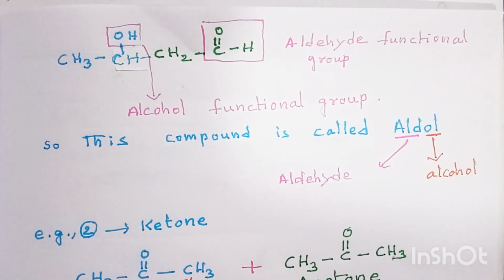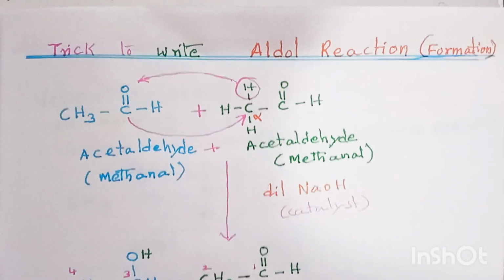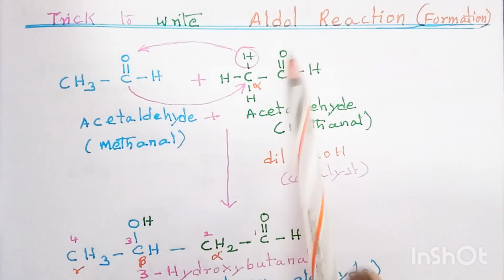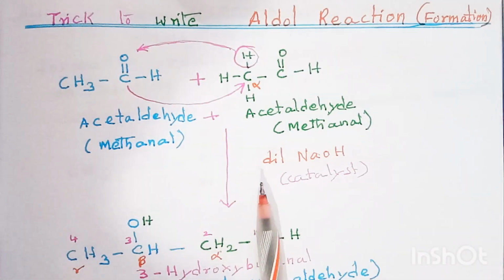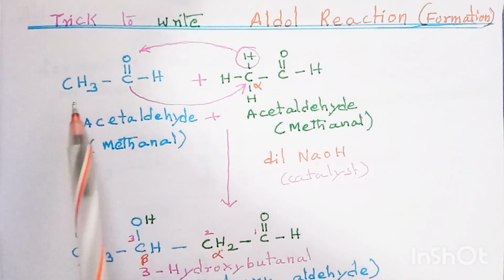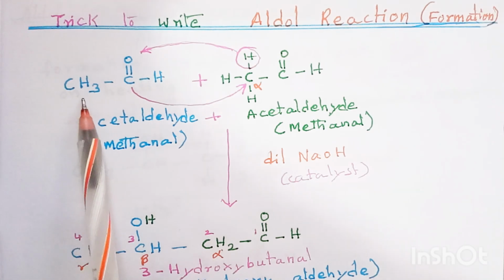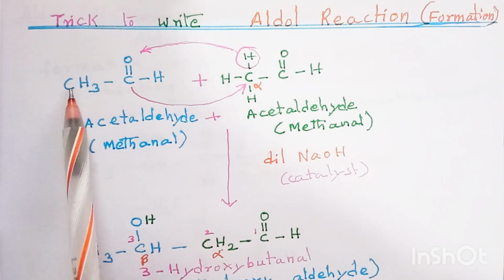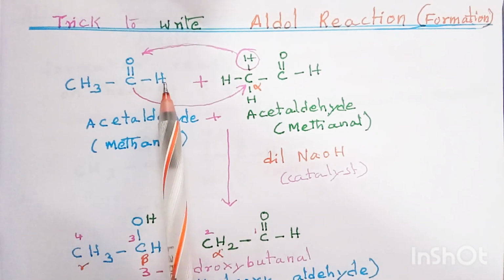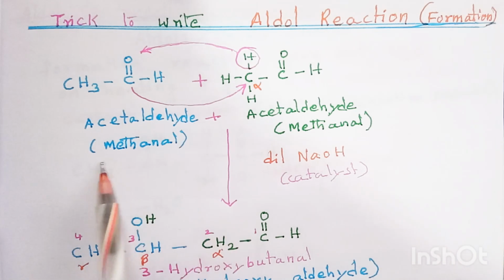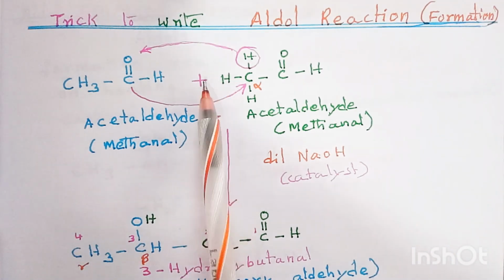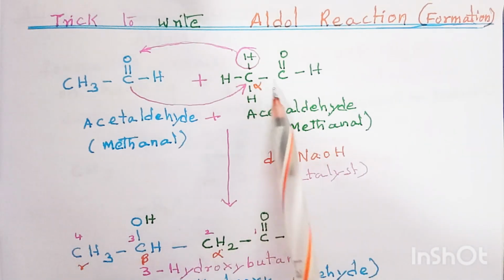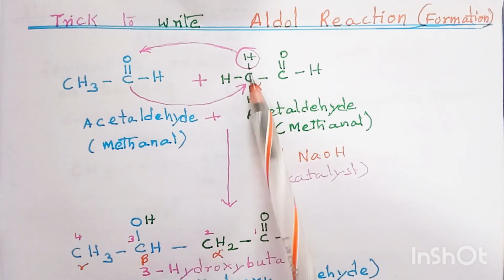Now let us see the trick to write aldol formation reaction. For this, first let us take acetaldehyde. First molecule of acetaldehyde is written in green ink, blue ink, CH3CHO. This is acetaldehyde or ethanal. It combines with another molecule of acetaldehyde. This second molecule is written as CH3.